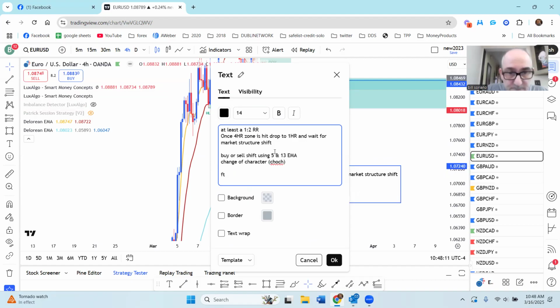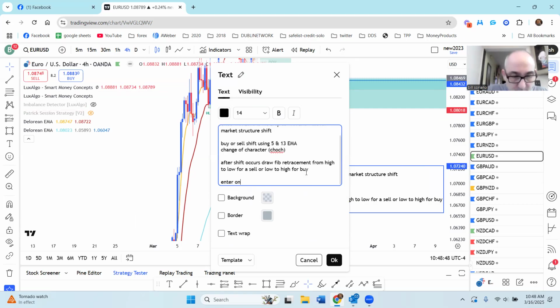After a shift occurs, draw fib retracement, right, from high to low, or low to high. Right? So you draw from high to low for a sell, or low to high for a buy, right? That's how I do it, right?